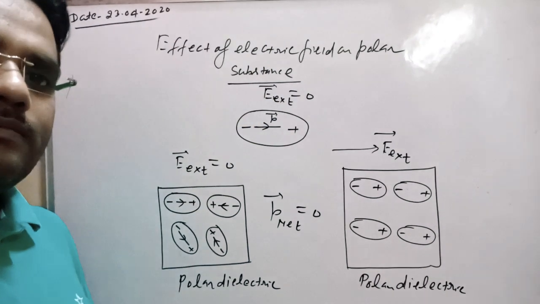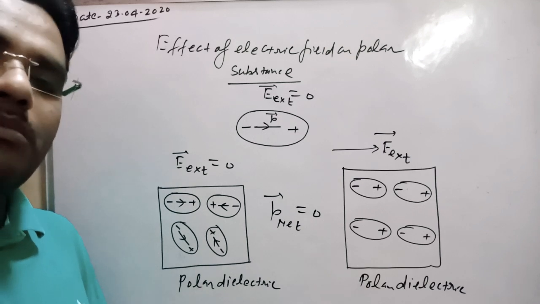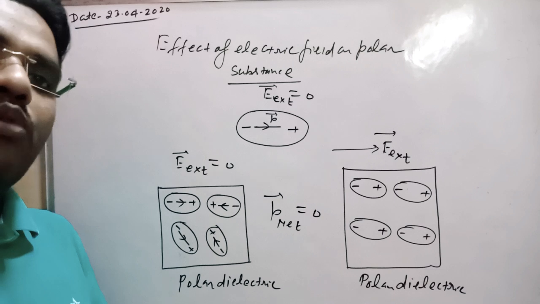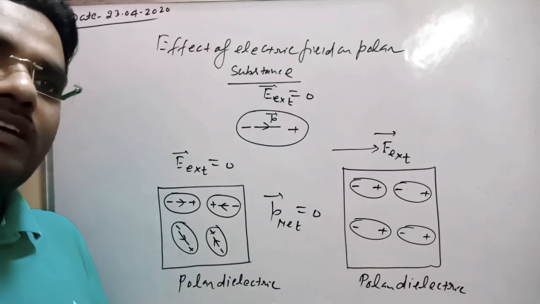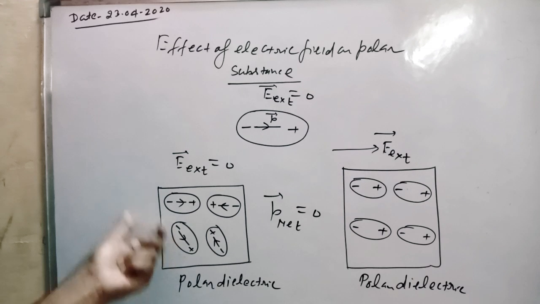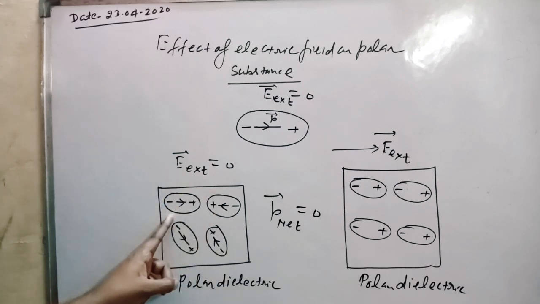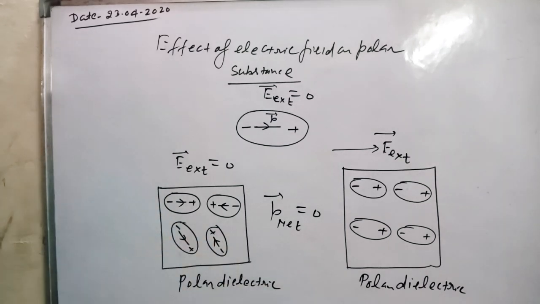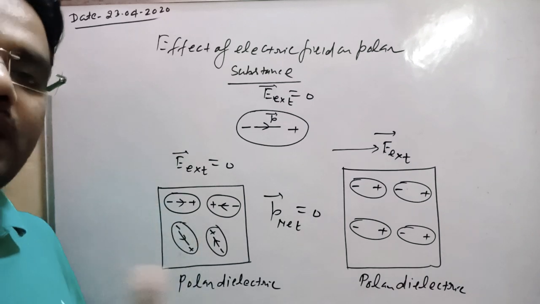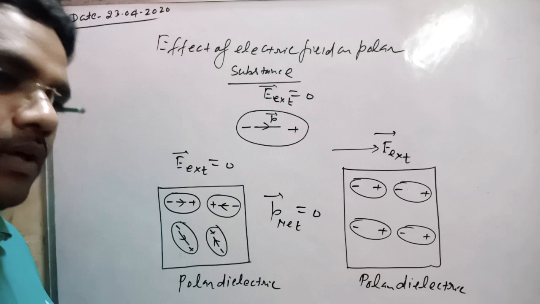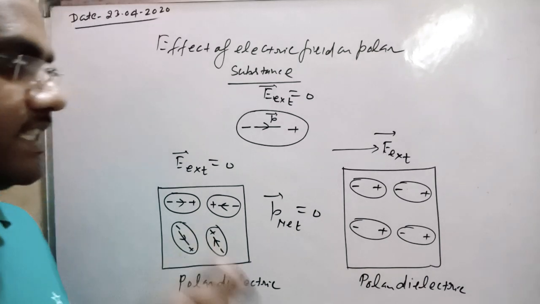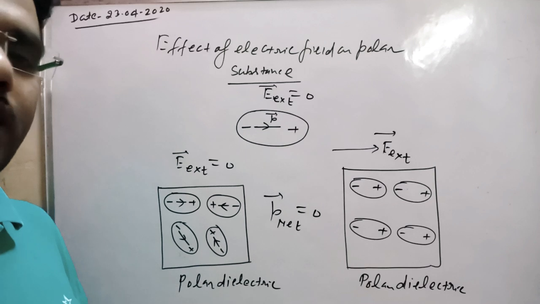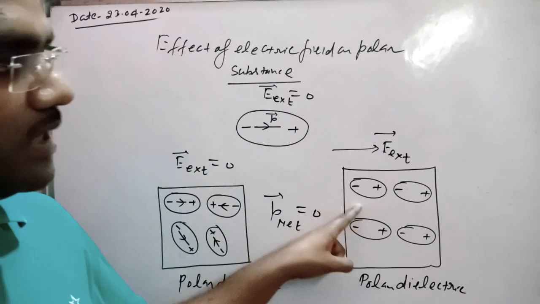Since a polar dielectric contains a large number of permanent electric dipoles, in the absence of an external field these dipoles are randomly aligned. Randomly aligned means the dipole moments are in different directions, so the net dipole moment is 0. When a dipole is placed in an external field, what happens? It experiences a torque, and the torque has a tendency to align the dipoles parallel to the field.